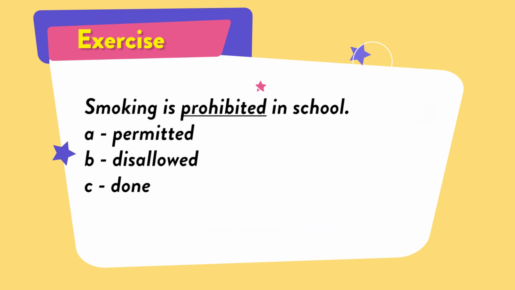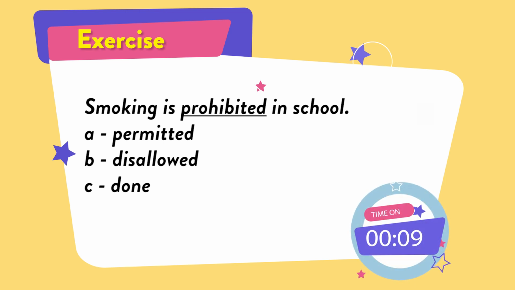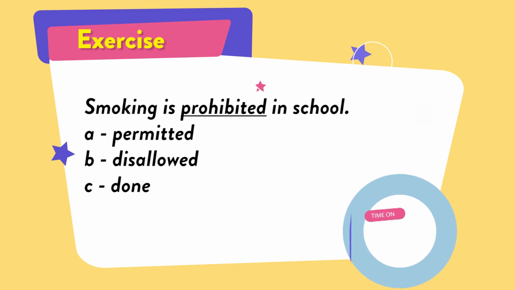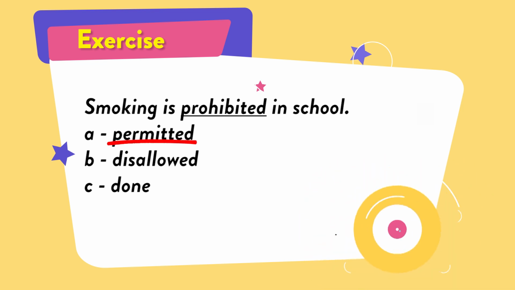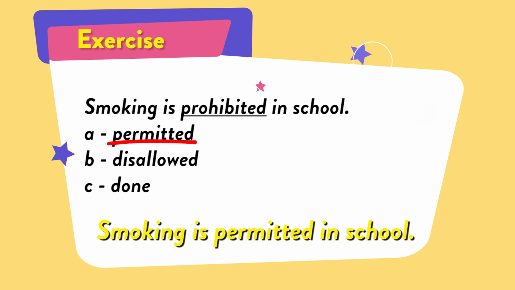Number 2, smoking is prohibited in schools. Our underlined word is prohibited. What is the opposite of prohibited? The options are A, permitted, B, disallowed, or C, done. Yes, the opposite of prohibited is permitted. So our new sentence would read, smoking is permitted in school.